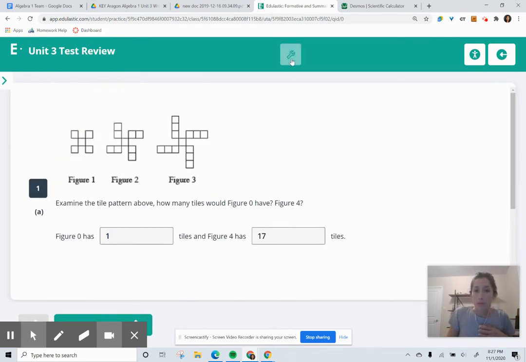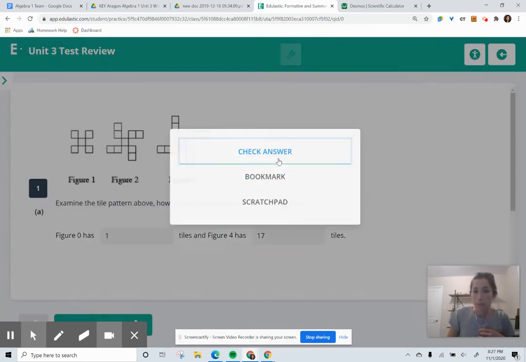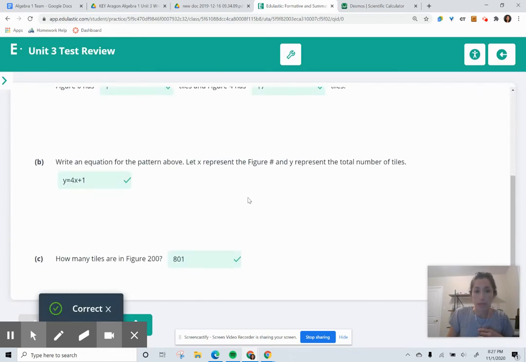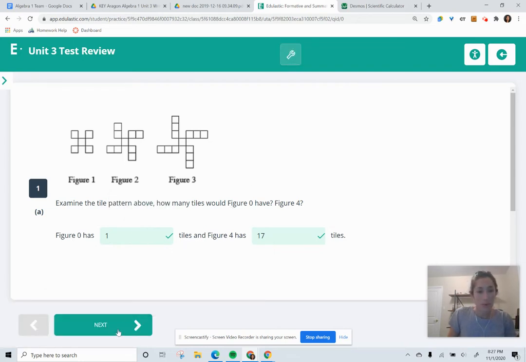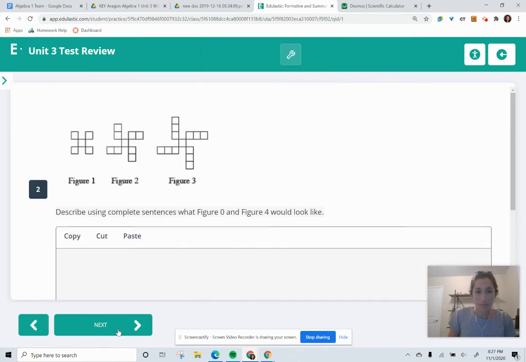You're welcome to check your answers if you want and see if you got them correct. And that's just the feature for the practice test. That feature will be turned off during the actual test though, okay? So we'll go to the second question.